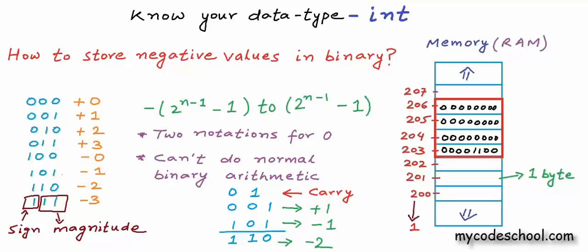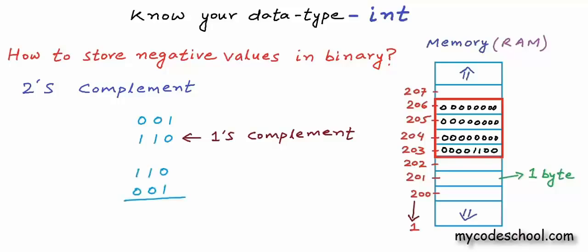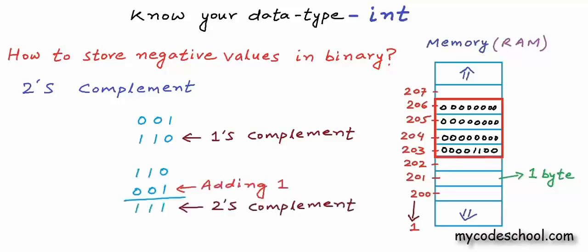It was difficult to design circuits for arithmetic operations with this encoding mechanism. So machines use another encoding mechanism, and it's called 2's complement system. When we simply invert all the bits in a binary number, it's called 1's complement of that number. And adding 1 to the 1's complement gives us 2's complement. In 2's complement system, the negative of a binary number is stored as its 2's complement.